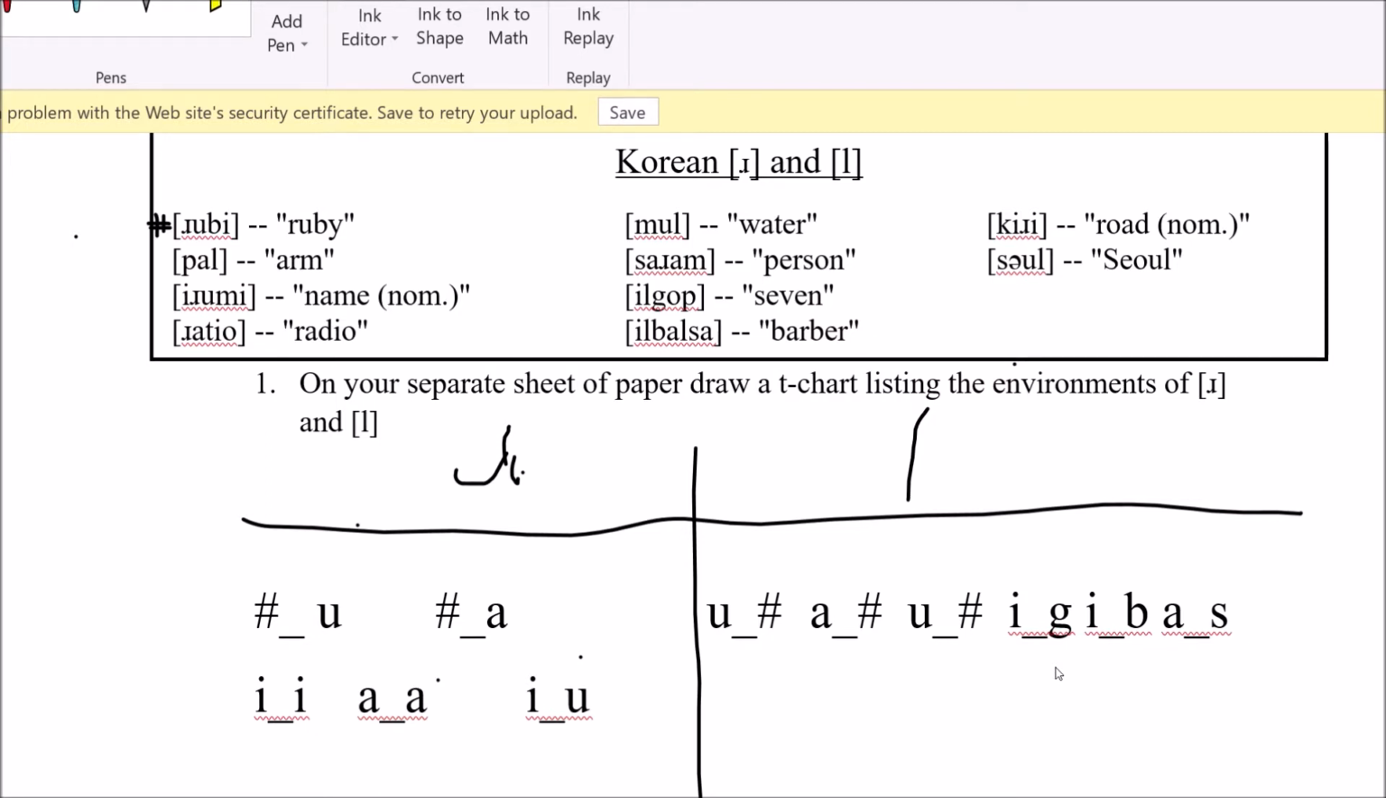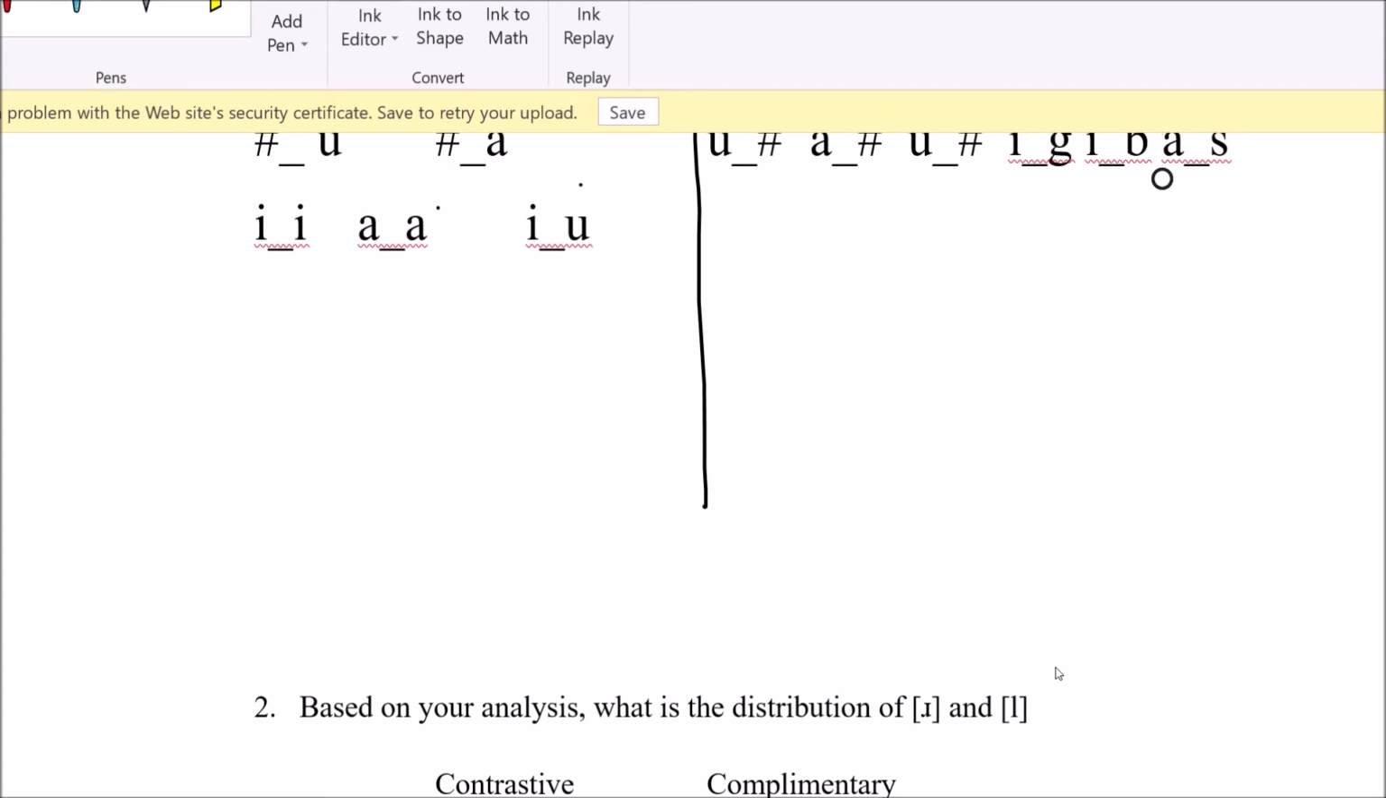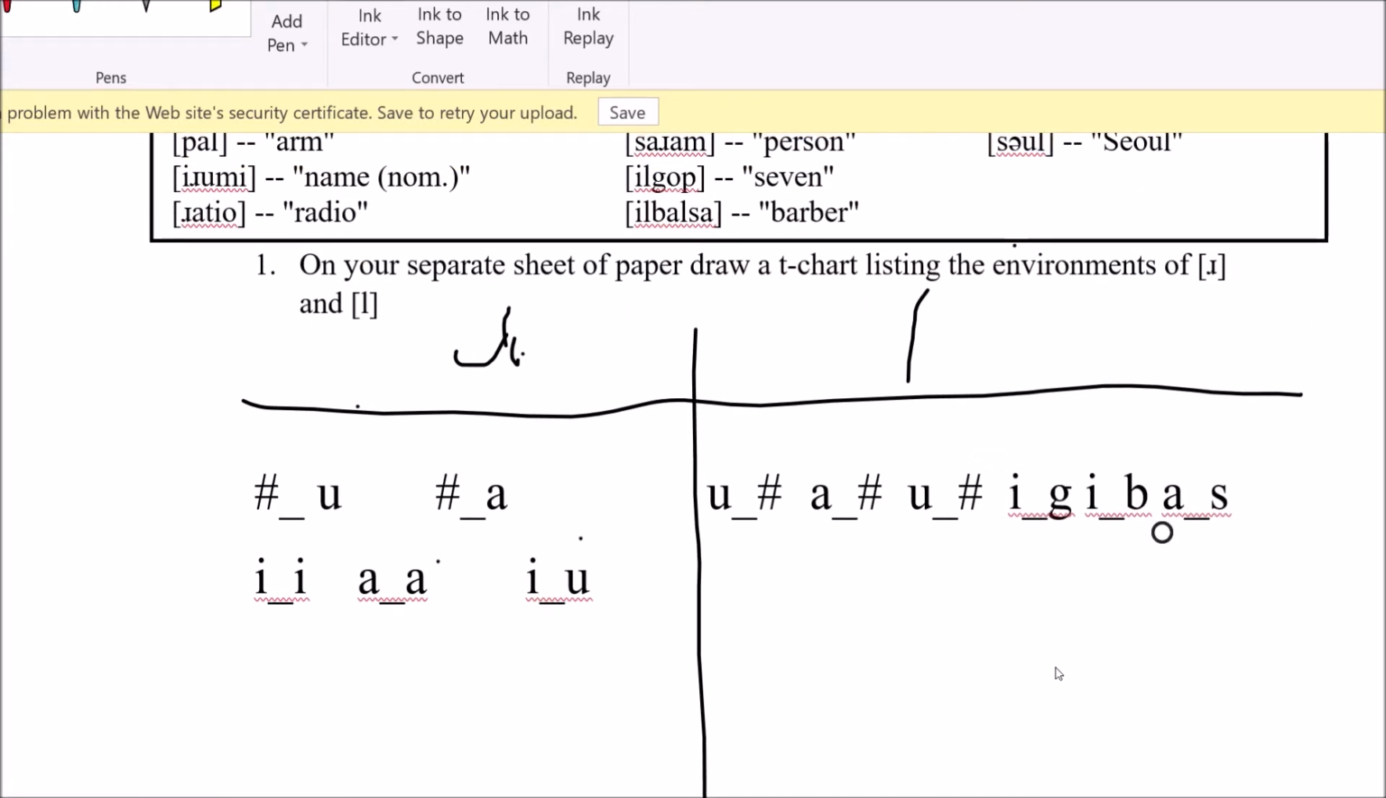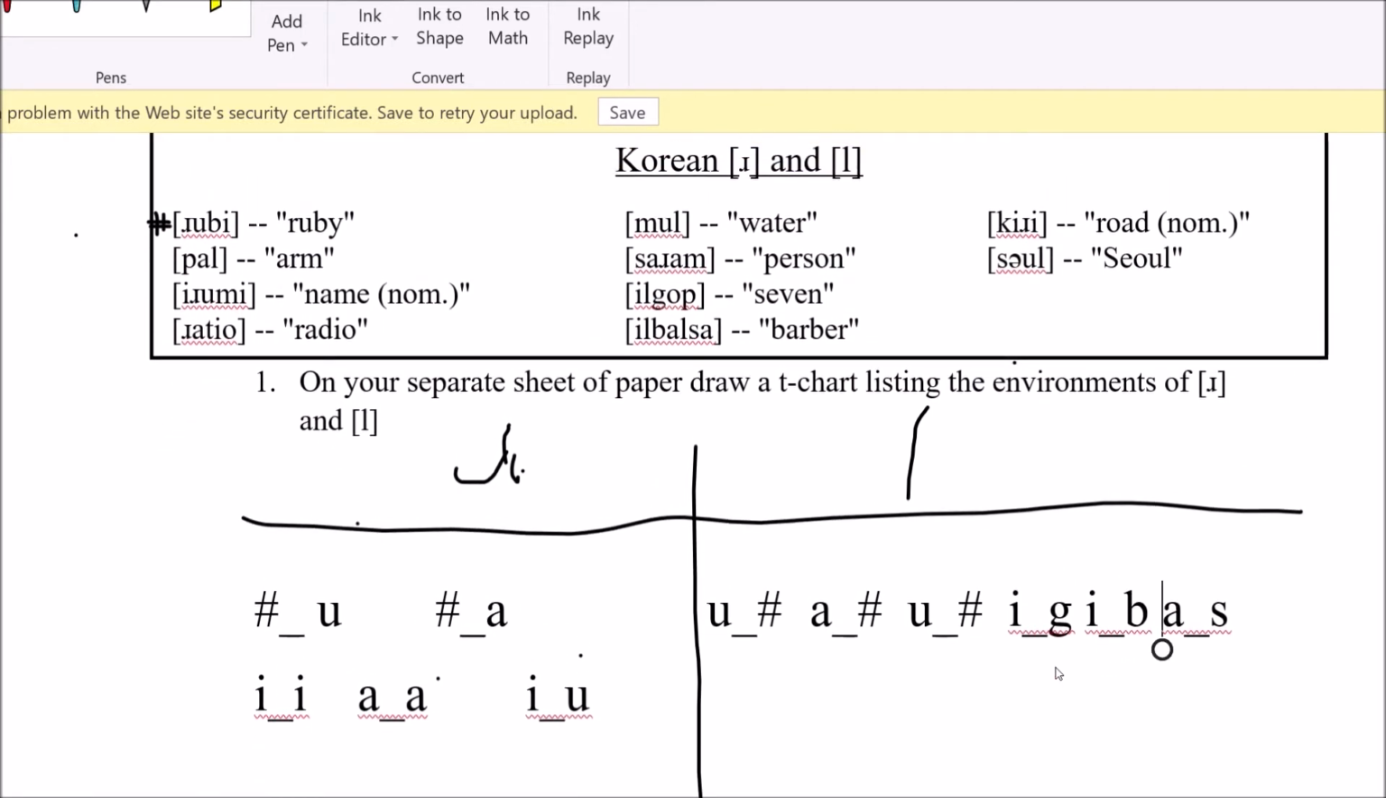So now we need to move on to the next question: based on your analysis, what is the distribution of oo and ol? So remember, the first question that we ask to determine this is to look for any minimal pairs. These are two words with different meanings that have the same sound in the same environment. So the environments listed on the left would match exactly the ones that we list on the right. That would mean that they can be in the same place and that it changes the meaning of a word. So we call that contrastive distribution. There is a difference in meaning created by that sound.